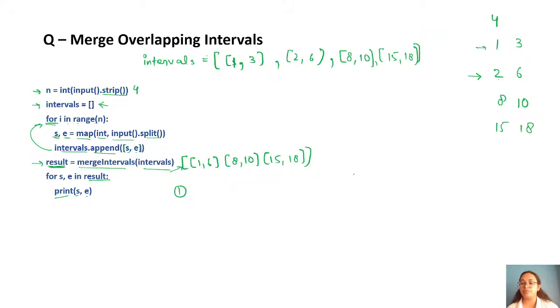So what is going to happen? You will have 1 and 6 printed, so 1 space 6 will get printed. In the second loop, you will have 8 comma 10, so 8 and 10 is going to be printed. In the third loop, you have 15 comma 18, so you have 15 and 18 printed. So this is how your output will look. I hope that is clear.